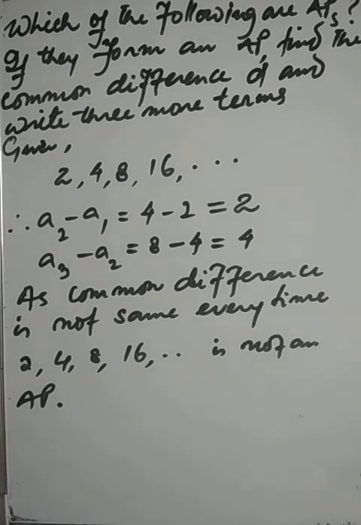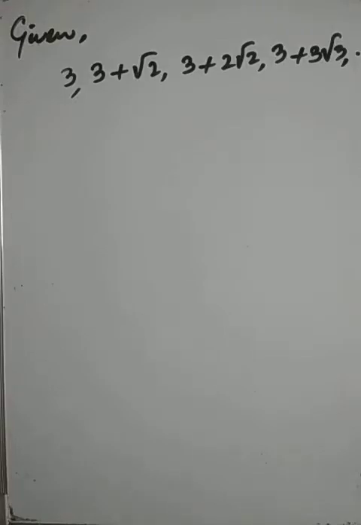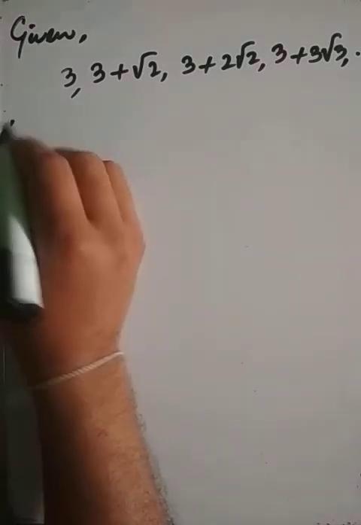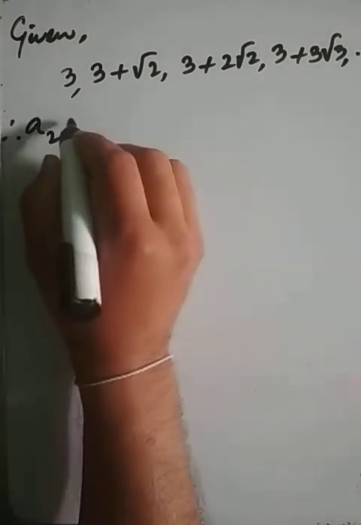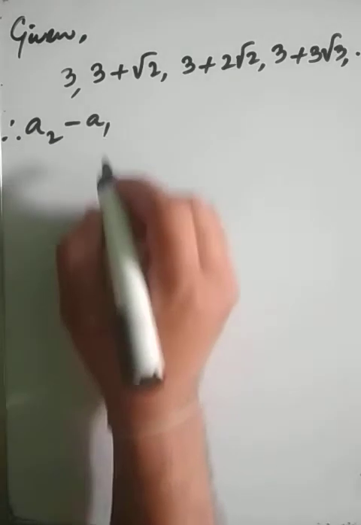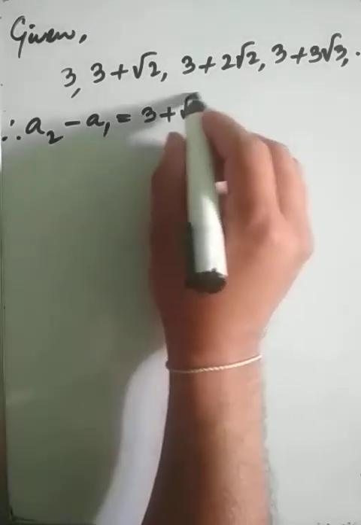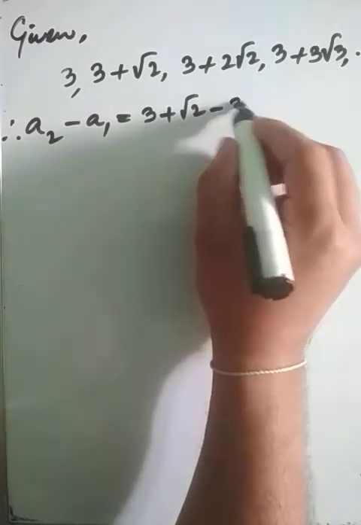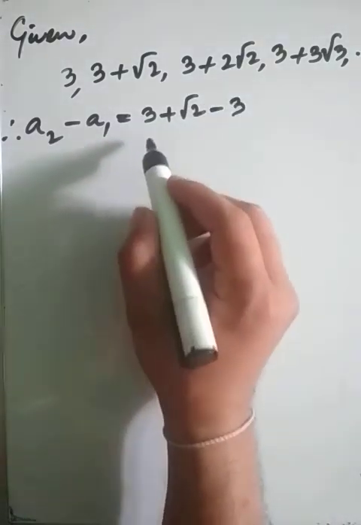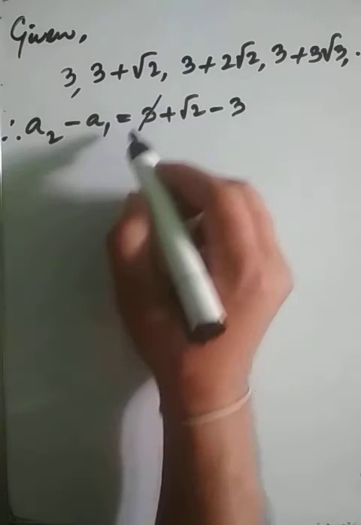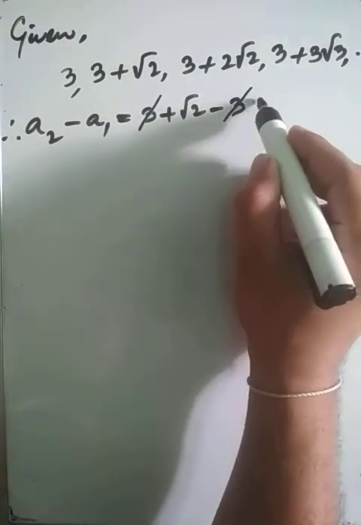So next we'll be doing one more question. So I'll give you the question now. Okay, now we are going to find the common difference. Therefore, A2 minus A1 will be 3 plus root over 2 minus 3. We can cancel this positive 3 and negative 3, so we'll be getting root over 2.